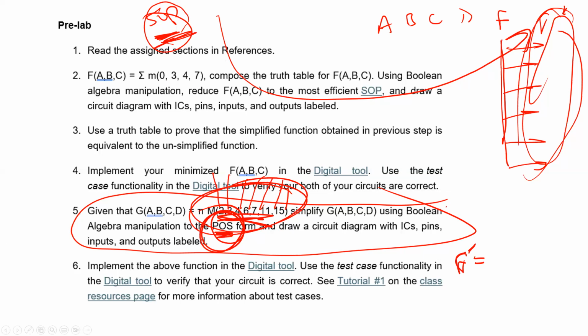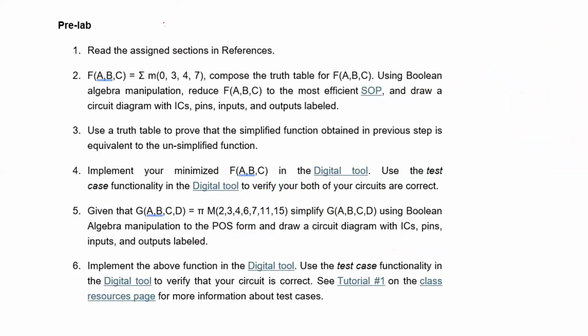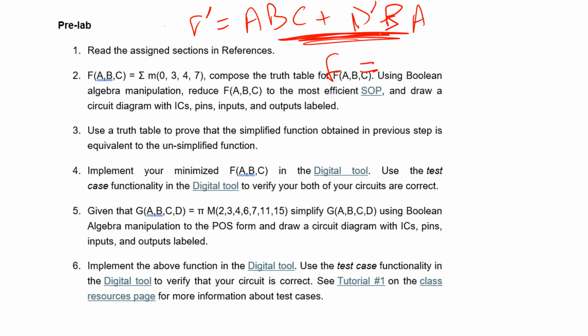Let me give you an example here. If I calculate F prime and it is equal to something like A, B, C, or D prime, B, whatever, something like that. So when you calculate F, I'm going to apply De Morgan to this one, and you are going to get A prime or B prime or C prime, and D or B prime or A prime.